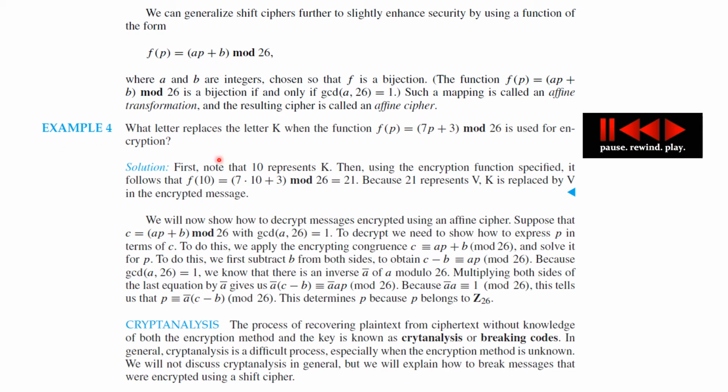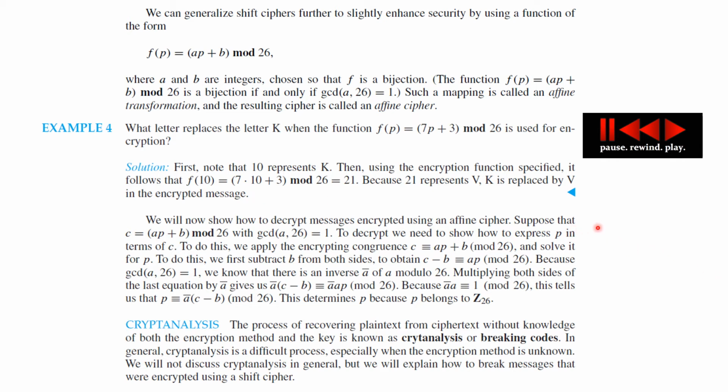Okay, so here's an example for you to do. What letter replaces K when the function f of p equals 7p plus 3 mod 26 is used for encryption? You know what to do. Let's see how you did. You should note that 10 represents K, and so that means that f of 10 is 73, and 73 mod 26 is 21, and 21 represents V, so K is replaced by V.